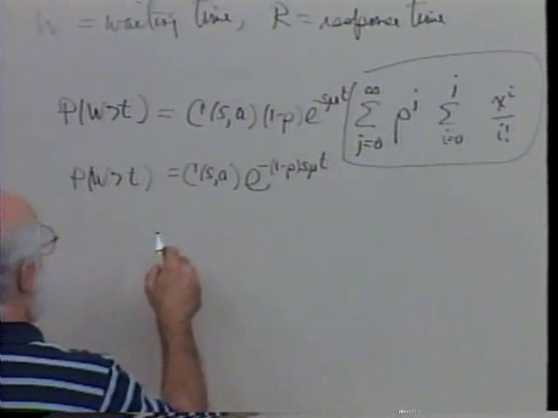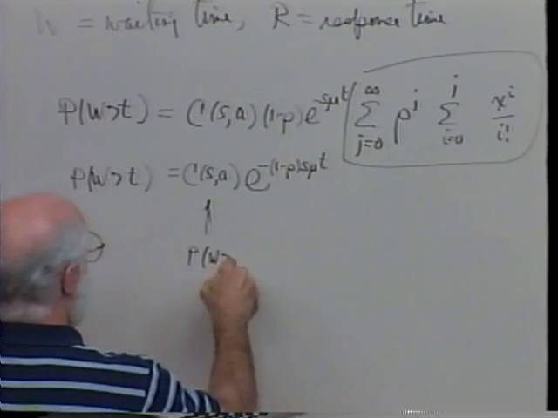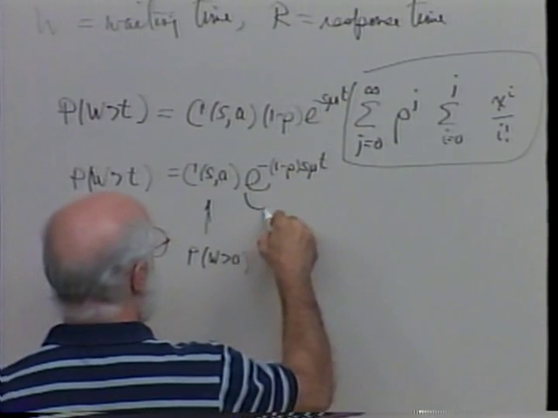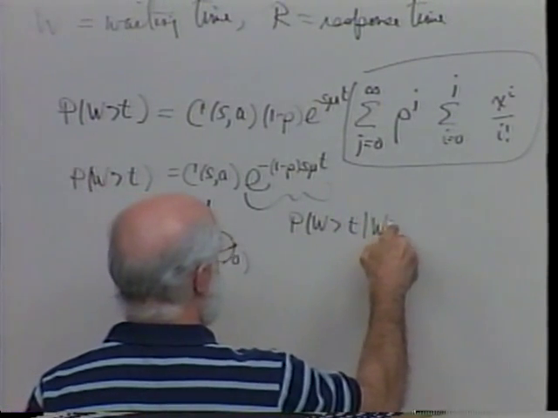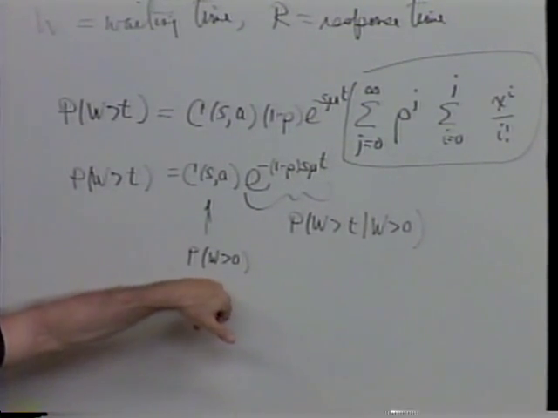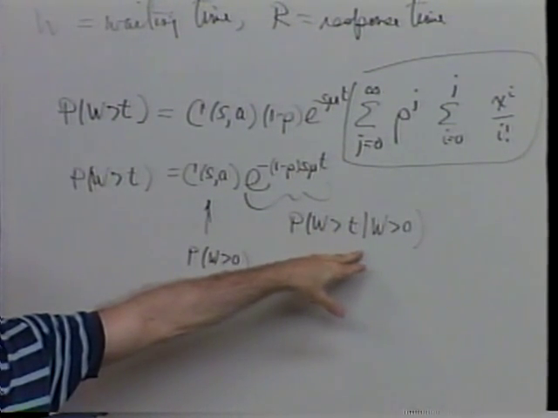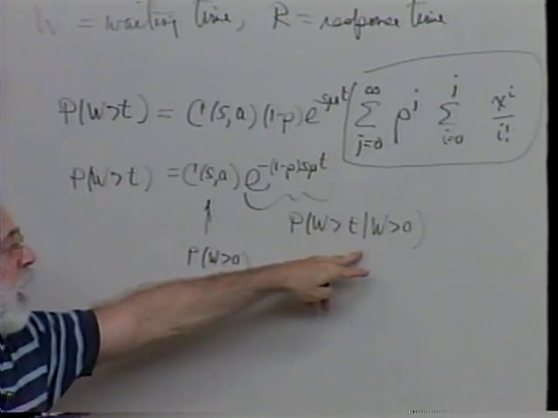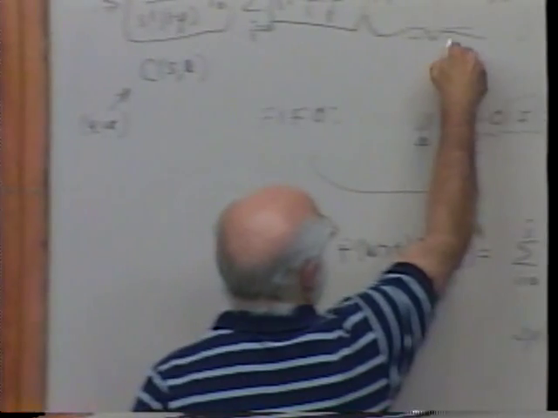Notice, of course, that this piece is the probability of waiting time greater than 0. So therefore, that piece must be the probability of waiting greater than t, given that the waiting time is greater than 0. So that's interesting in itself. This piece is independent of the queue discipline, and this piece depends on the fact that I have FIFO service. If I didn't have FIFO service, then it would be, in general, much more complicated to figure out this thing right here.